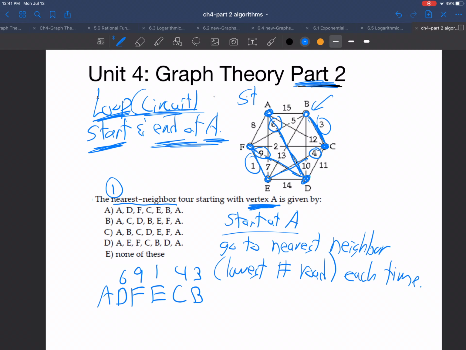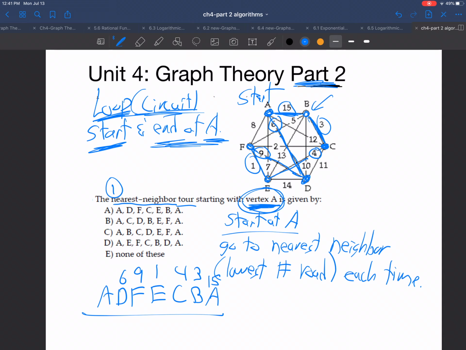So we started here at A because they told us to, and so we got to finish. We got to go back to A. Now that we've been to every city, we got to go back to A. And how much is that? 15. No matter what that number is, if it was 1,500, we'd still have to take it because we got to go back home. So there it is. That's the nearest neighbor tour starting at A.